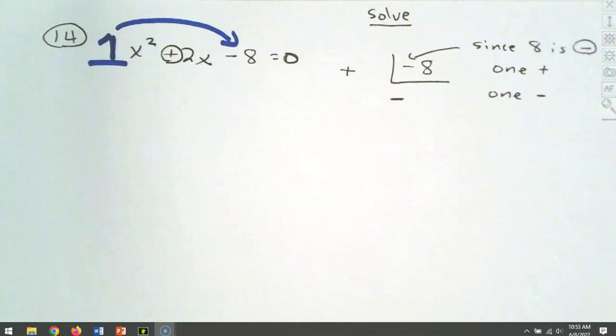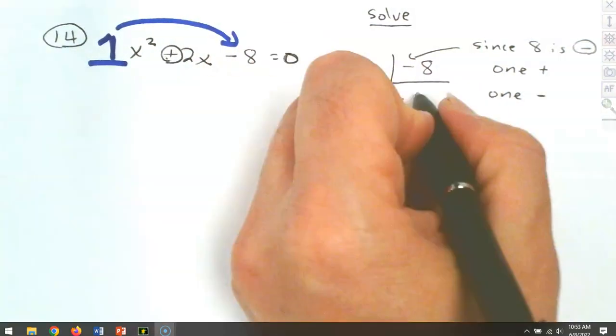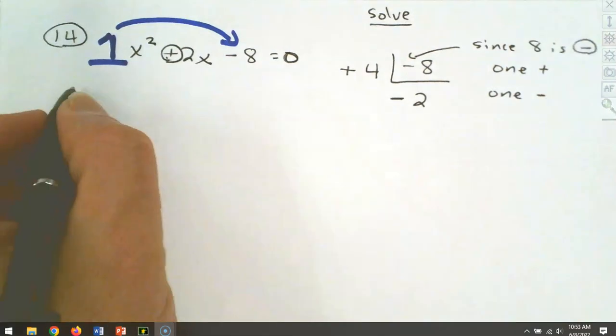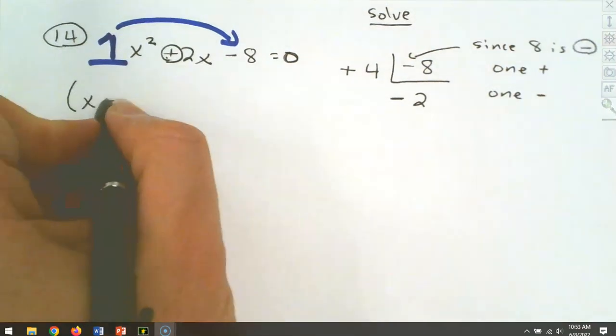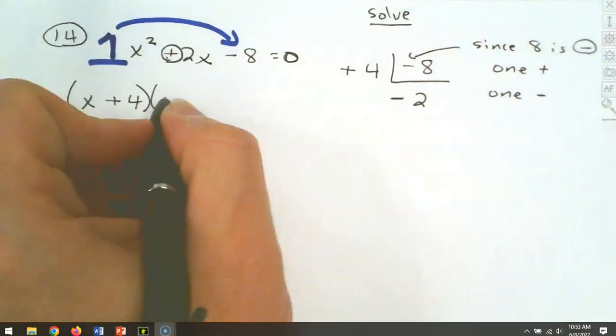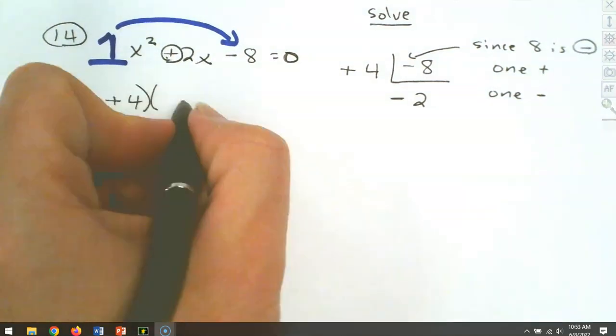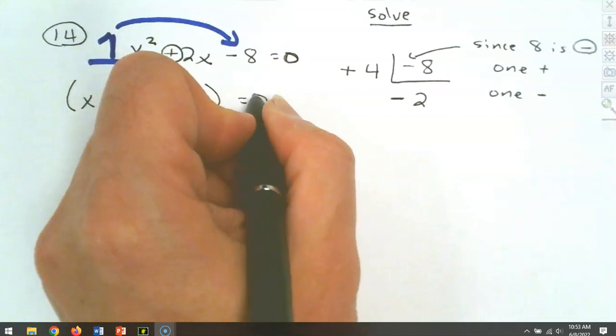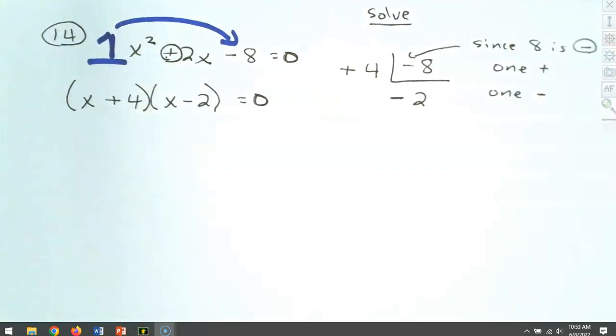Yep, we need a 4 and a 2, right? We need a positive 4, because that's our larger one, sign in the middle, negative 2. Now, because we have this 1, we can jump to our factors. So that's going to be x plus 4, x minus 2 equals 0. And now the hard part is done.